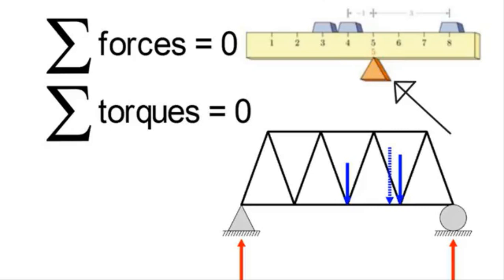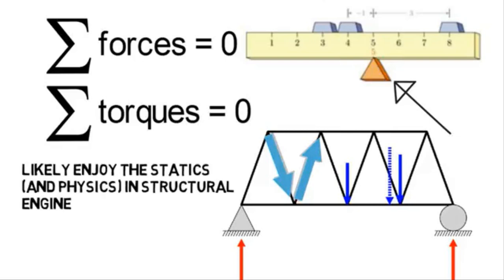So if you're looking at the forces within a bridge or truss, well, the same principles apply, but now there's just more to it. The weight is straight down as shown in blue, all the beams exert forces on one another, but the sum of them is equal to 0, and the torque sum to 0 as well because the bridge is not moving. And it's of course even more complicated than this, but if you enjoy that kind of basic physics you see above, then you'll likely enjoy the statics and physics you see in structural engineering.